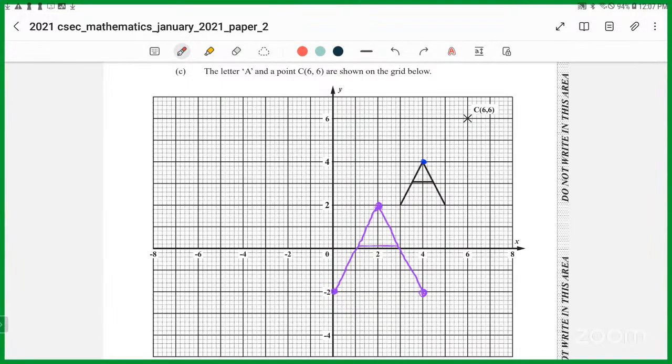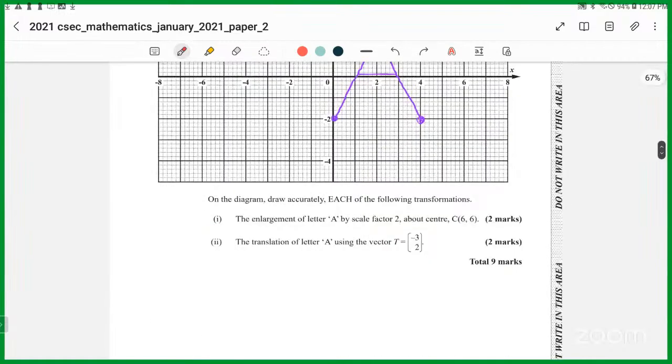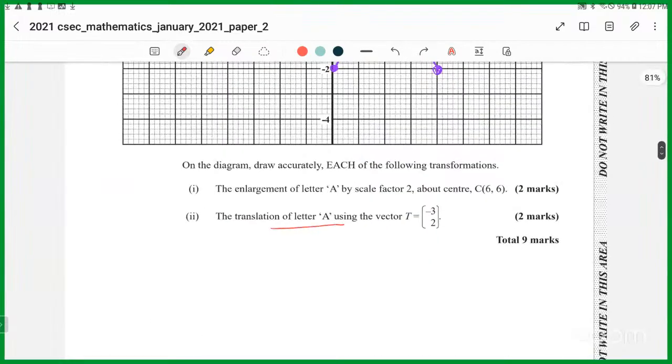Yes, sir. Alright, the next part wants us to do a translation. Translation is always very easy. Negative 3, 2. The negative 3 means 3 to the left. Start at a point, it's 3 to the left. This 2 means 2 up. To here. So we're moving each point on triangle A 3 to the left, 2 up.